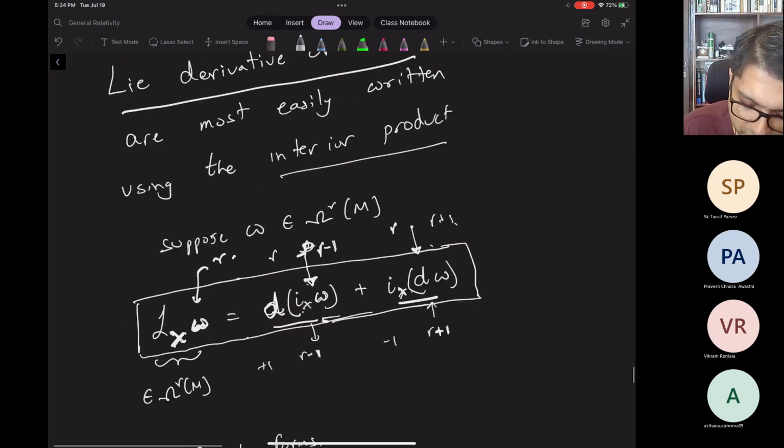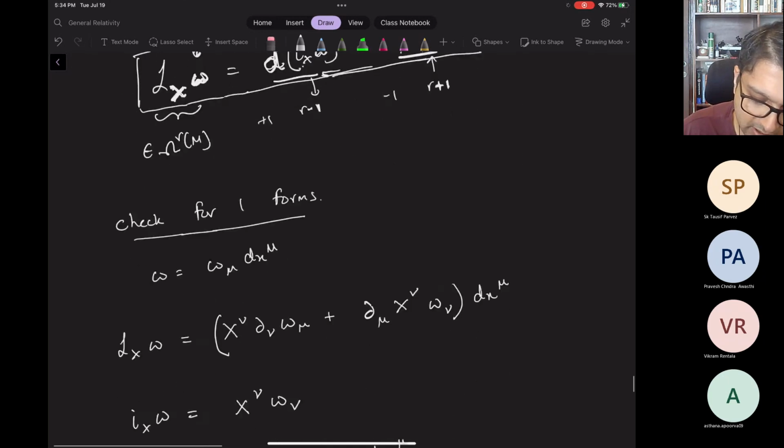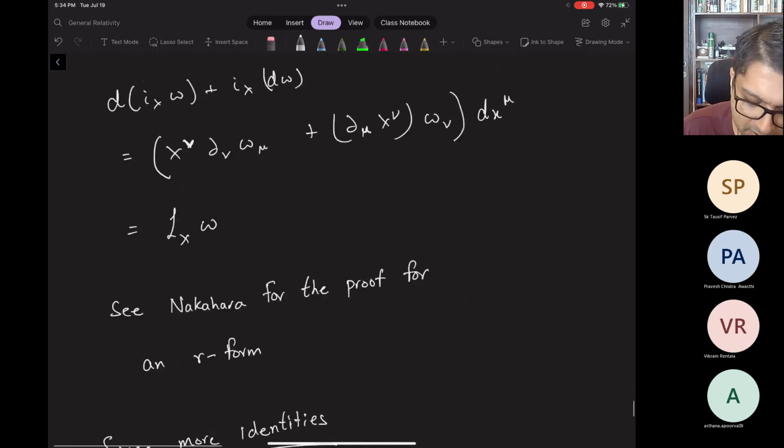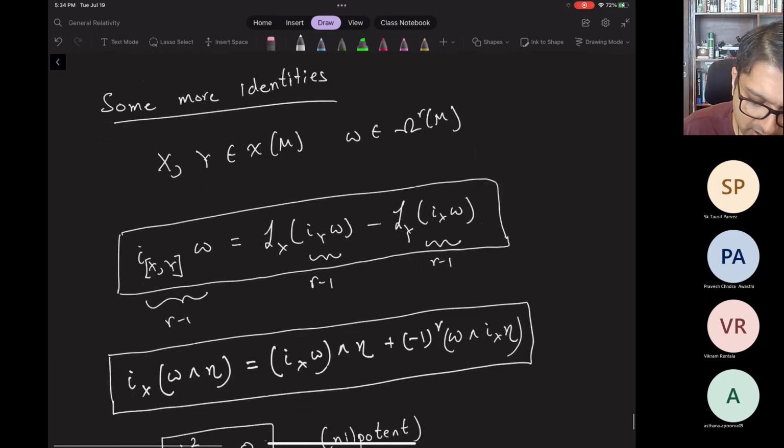I won't go through the proof; the proof is there in Nakahara, and I encourage you to look at it. There's a simple check for one forms. At least do the check for one forms. And now you can show some more interesting identities.